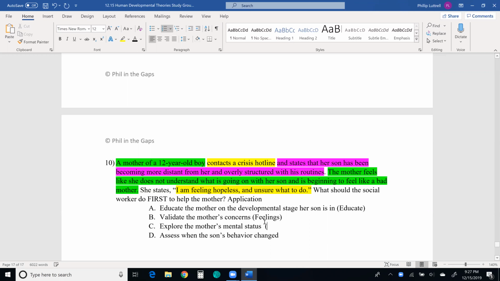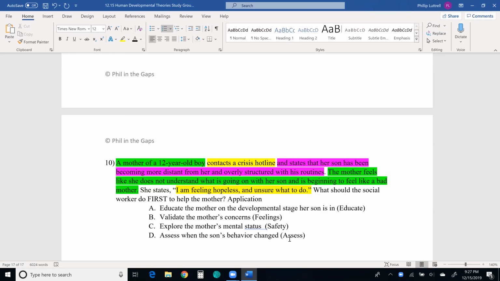Explore the mother's mental status, safety. Why? Because it's making sure she's not trying to harm herself, harm anyone else. Make sure she's not delusional or psychotic or any way like that. D, assess when the son's behavior changed. Assess: why? It's gathering information, that clinical objective information.